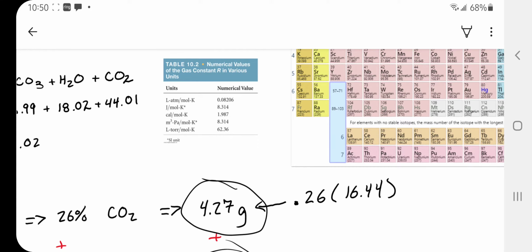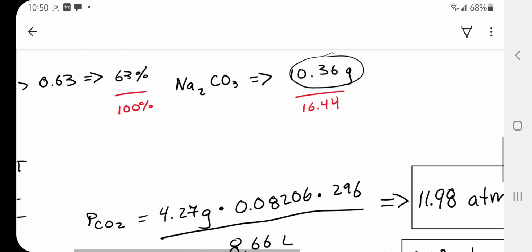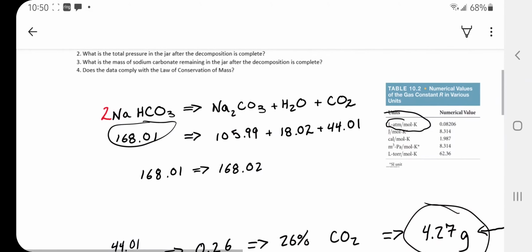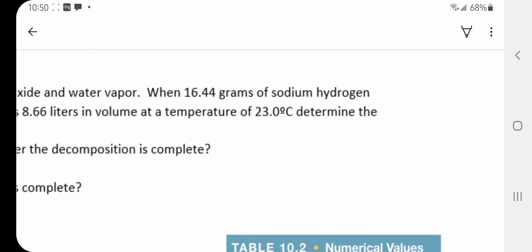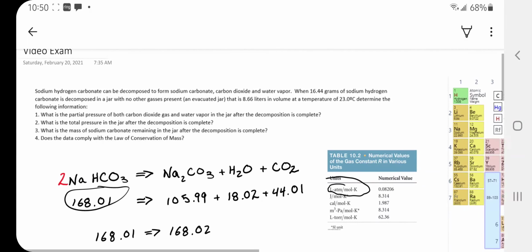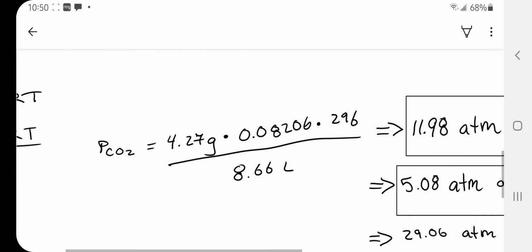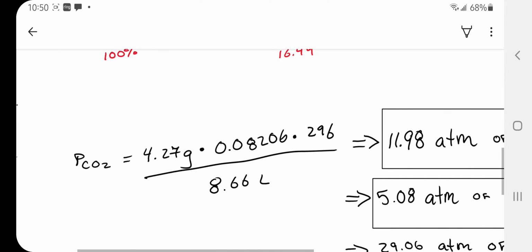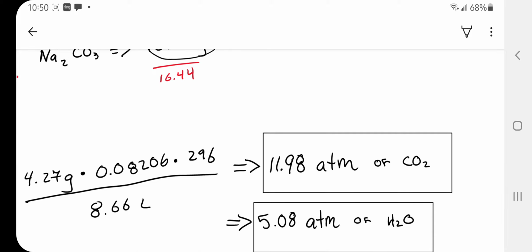So we're going to be using 0.08206 times 296. We got 296 because that is the temperature, which is T. In our problem, it gave us 23 degrees Celsius, and we simply convert that to Kelvin by adding 273 to it. So 273 plus 23 is 296, all divided by V, which in our case was 8.66 given to us in the problem, and we got 11.98 atmospheres of carbon dioxide.